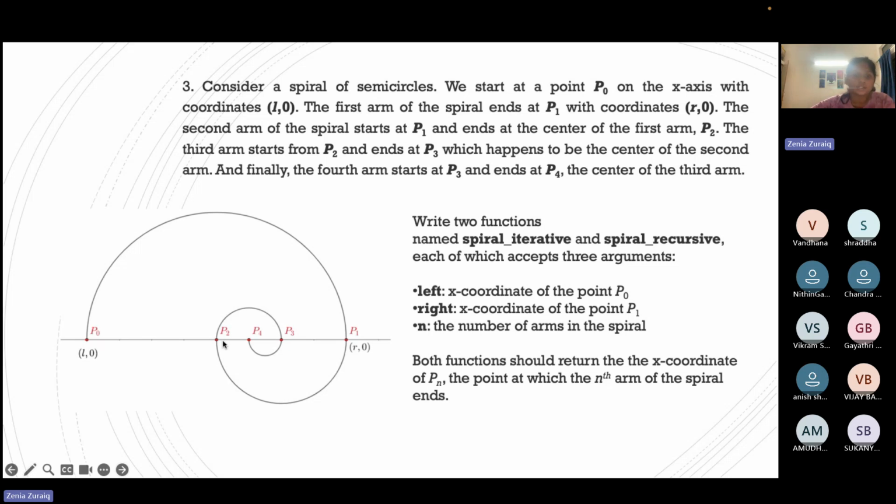This process is now continued. Now we are taking a spiral from P2 to P3, and P3 is the midpoint of P2 and P1. Finally, the fourth arm is taken from P3 to P4. P4 is the midpoint of P2 and P3. Does everyone understand this picture? You're drawing a spiral, but each arm is made of semicircles. So first you're going from P0 to P1. Then from P1, you're going to the midpoint of P0 and P1. From P2, you're going to the midpoint of P1 and P2. From P3, you're going to the midpoint of P2 and P3. This is the idea. Does everyone understand?